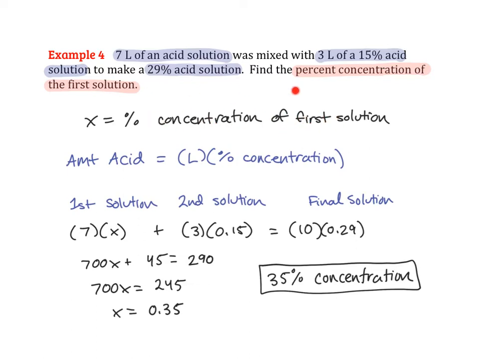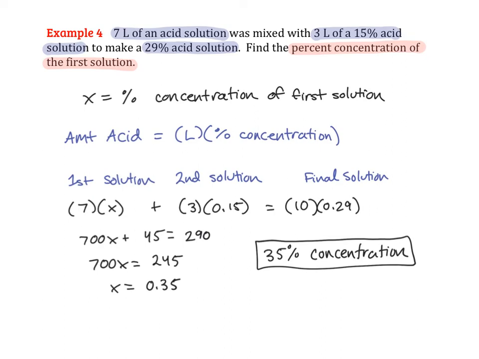It answers your question. So a few things to keep in mind. If you want the amount of acid in a solution, it's the total amount, in this case liters of the solution, times the percent concentration as a decimal. So we can say, okay, how much acid is from the first solution, how much acid is from the second solution, and how much acid is there total.